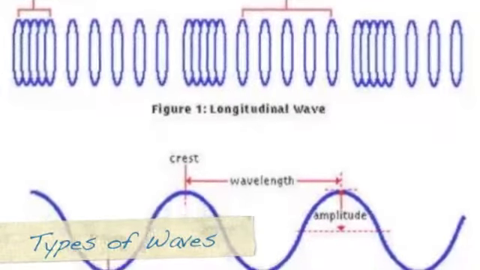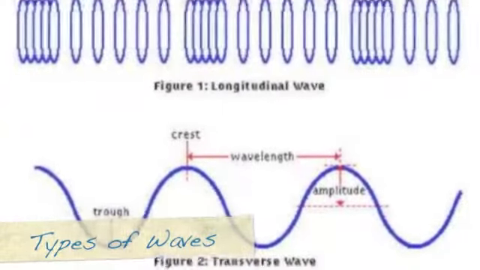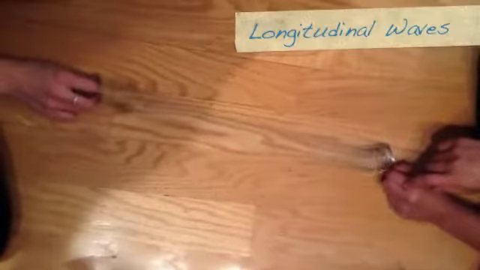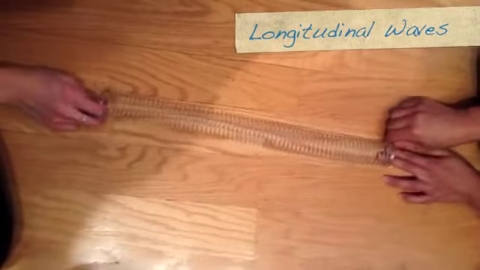There are two types of waves, transverse and longitudinal. First, we'll talk about longitudinal waves, which are waves whose particles are vibrating parallel to the direction of the motion of the wave. They are composed of alternating compressed and stretched particles.